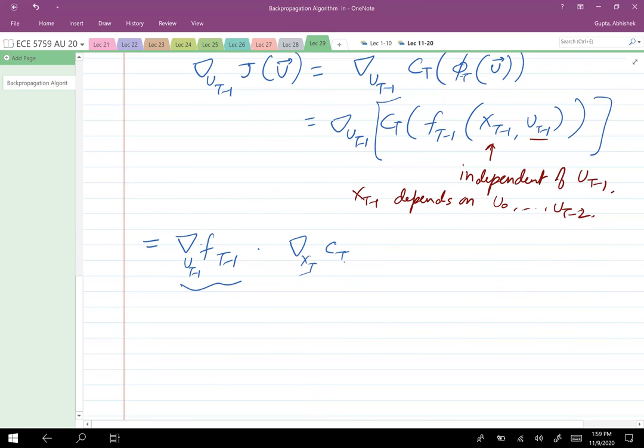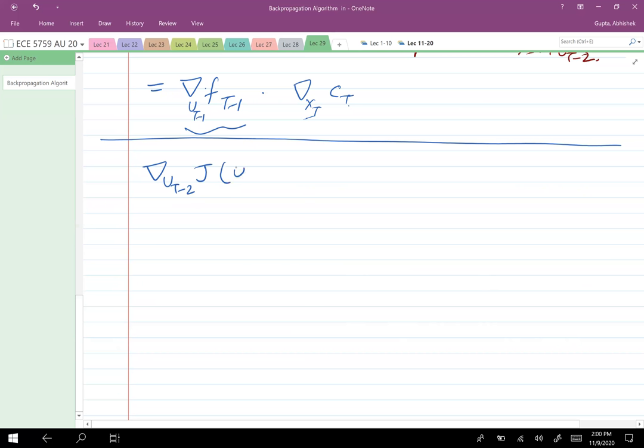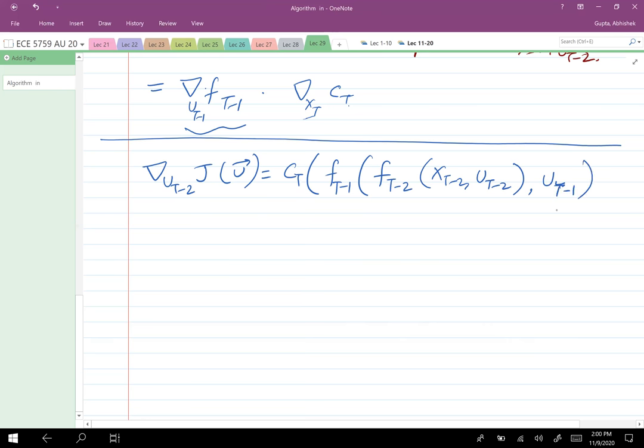Now let's try to do it for gradient of Ut minus 2 of J. Okay, so we'll just apply the same idea there. So I have gradient of Ut minus 2 J is Ct of Ft minus 1 of Ft minus 2 of Xt minus 2, Ut minus 1.